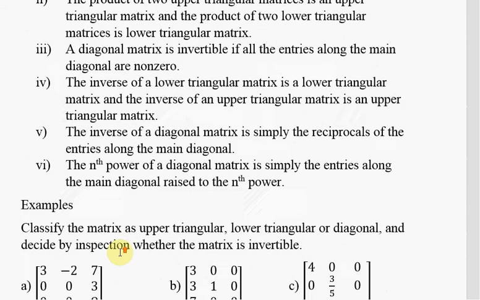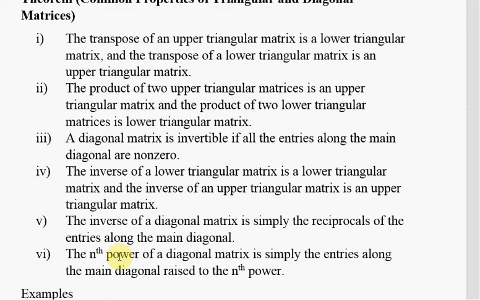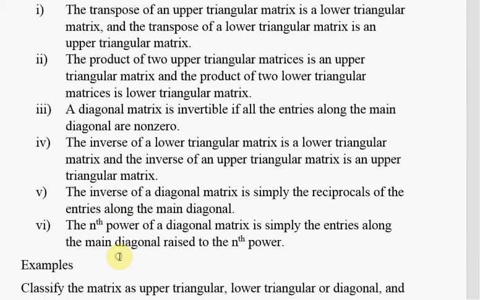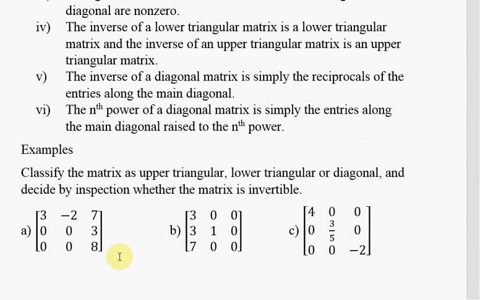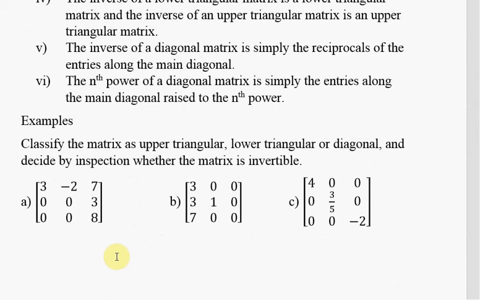Let's go back up. Part 3 says a triangular matrix is invertible if all the entries along the main diagonal are non-zero. Right? Is part A a diagonal matrix? It's not a diagonal matrix, right? So then the question is, is it invertible or isn't it?